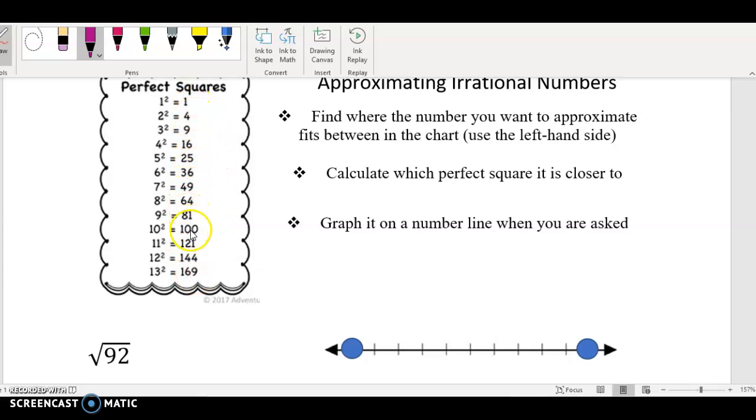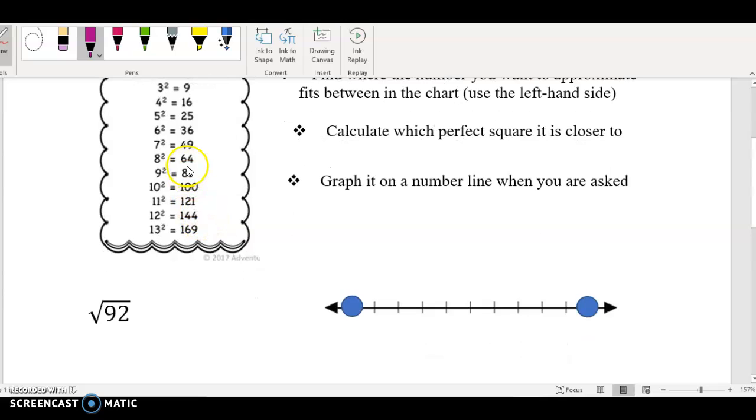It looks like 81 and 100. So right here in between 81 and 100, we know that the square root of 92 is going to be in there. Why do we know that? Because the square root of 9 squared, right, that's how we're doing it, so we could find the square root right here. So it's in between 81 and 100, which actually means it's going to be somewhere in between 9 and 10 when we're all said and done here.